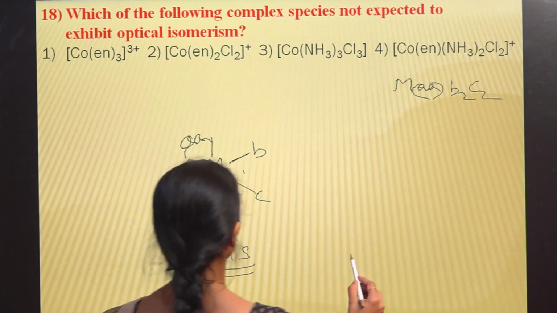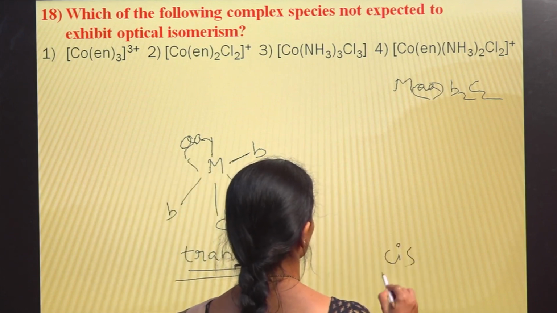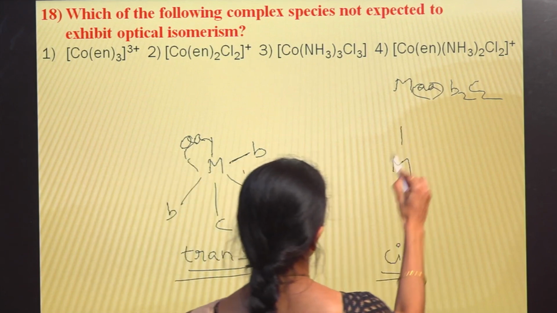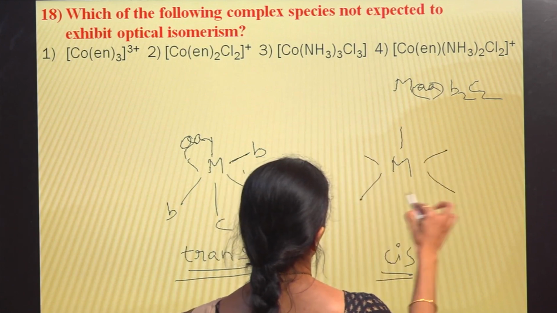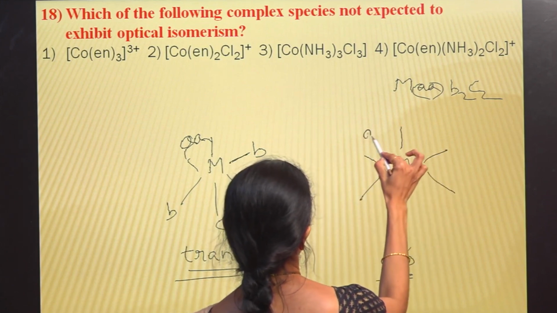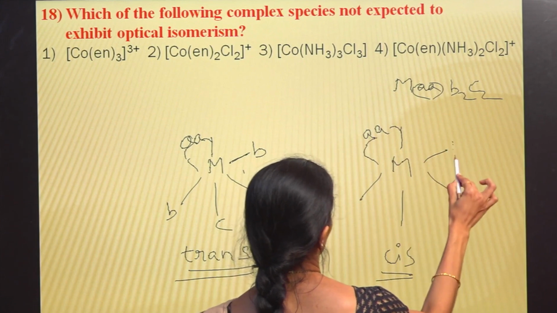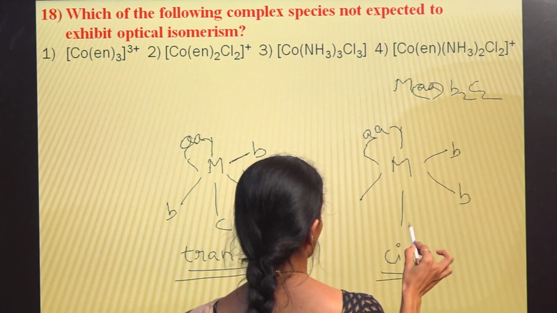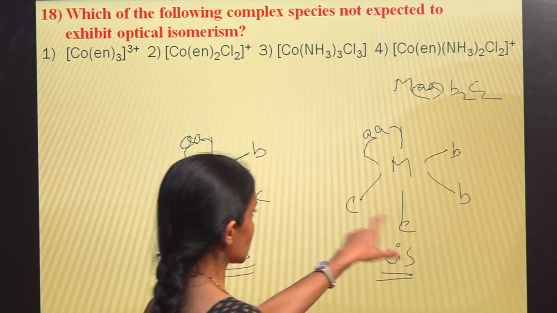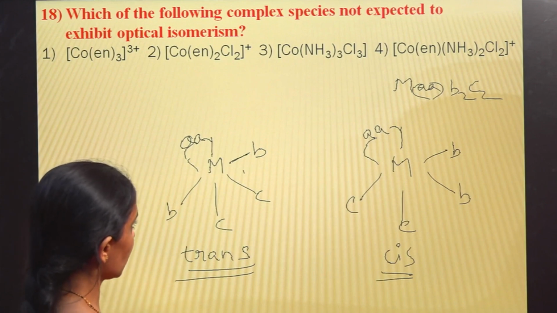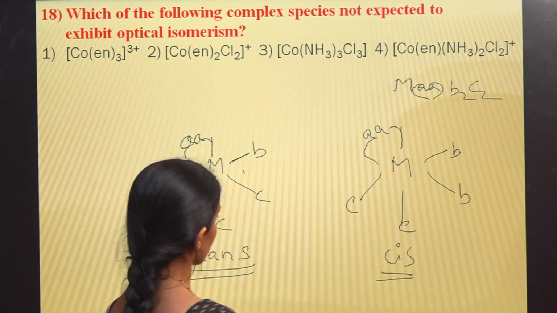And how do you write the cis form? Two B's are very close to each other. Similarly, two C's are adjacent to each other. So this is the cis form.